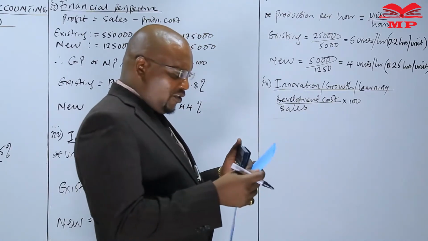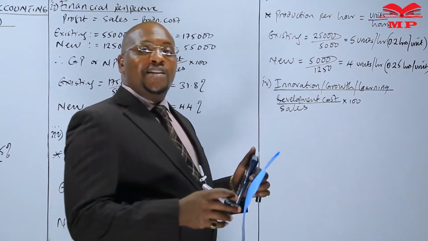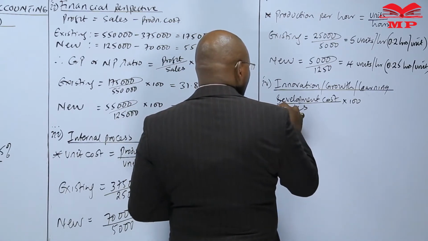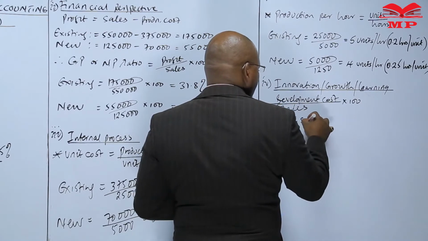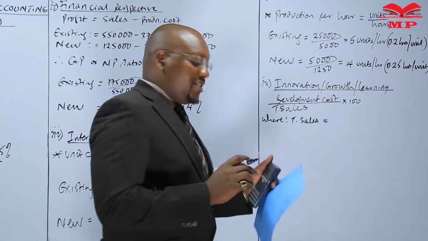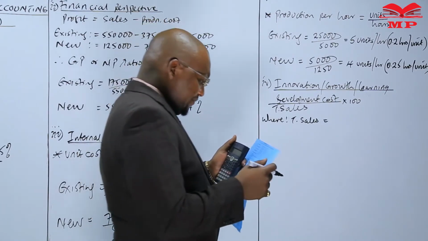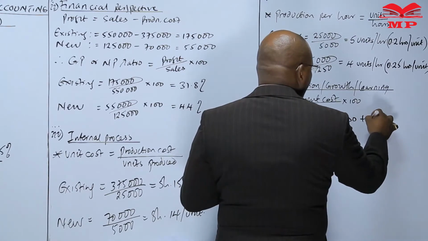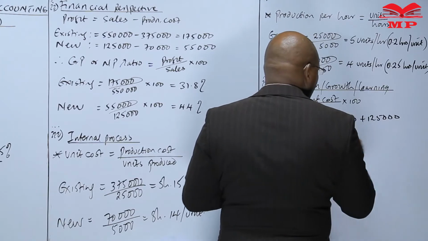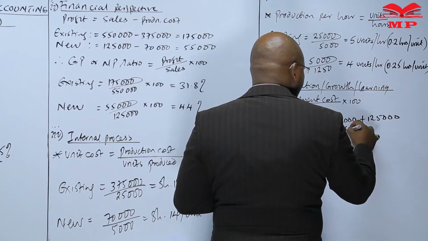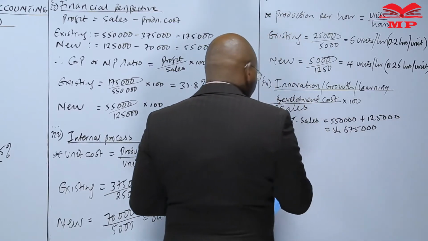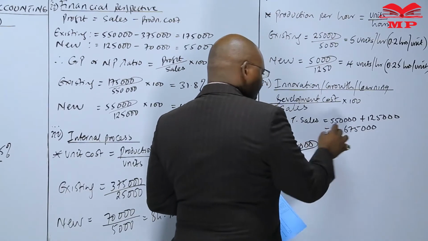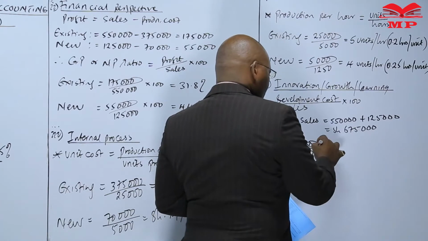So in our case, because development is in total, we also need to use total sales. To be specific, total sales means both the new and the existing. Sales, we have 550 plus 125,000, coming to shillings 675,000. So therefore, the development cost is given as 47,000 divided by the 675,000 times 100.